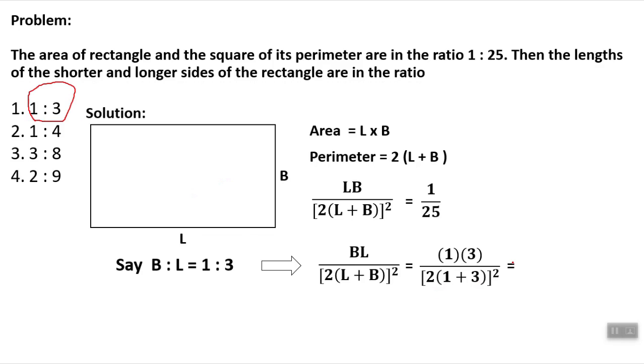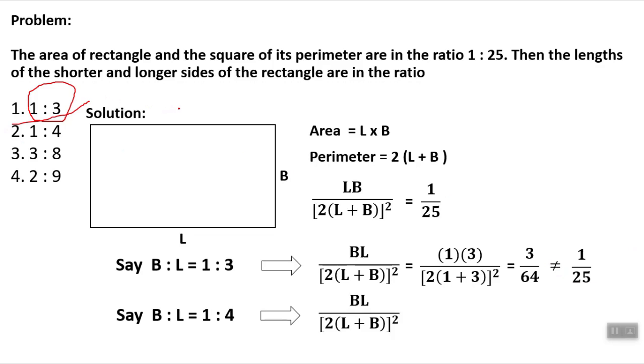If we calculate that, which is very simple, it will be 3 over 64. Is it equal to 1 over 25? No, it is not. So this is not the correct option. The next simplest seems to be 1 by 4. So what happens when B is 1 and L is 4? This is what happens. You get 1 times 4 divided by 2 times (1 plus 4) whole bracket squared.